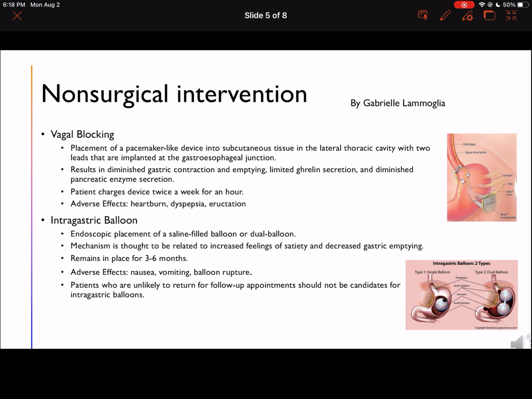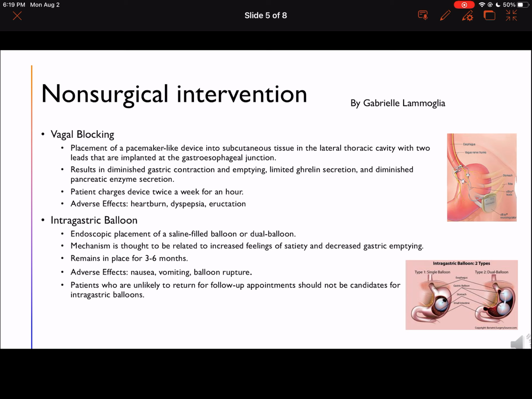For 12 hours a day, a pre-programmed pulsating signal is delivered, causing intermittent blocking of the vagus nerve, resulting in diminished gastric contraction and emptying, limited ghrelin, and diminished pancreatic enzyme secretion, which causes increased satiety, decreased cravings, and diminished absorption of calories. Patients need to be educated on charging their device twice a week for an hour. Adverse effects include heartburn, indigestion, and belching.